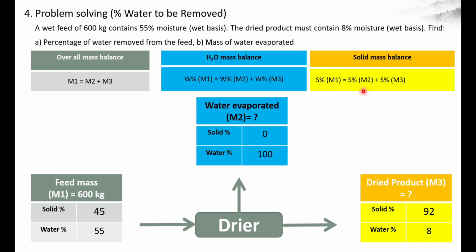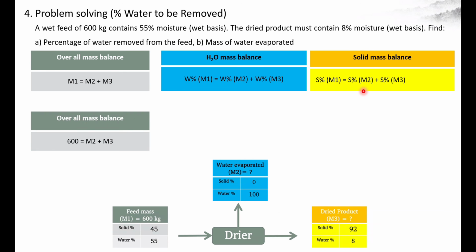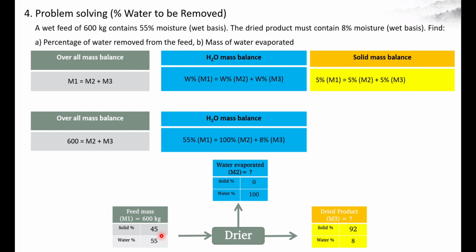Now let's replace the known values in these equations. In this overall mass balance equation, we know M1 only. M2 and M3 are unknown. So we are keeping the equation as it is. M2 plus M3 is equal to 600. Moving to the water balance equation, the water percentage in the M1 stream is 55%, hence we are multiplying M1 with 55%. In the M2 stream, the water percentage is 100, so we are multiplying with 100%. In the M3 stream, the water percentage is 8, hence we are multiplying with 8%.